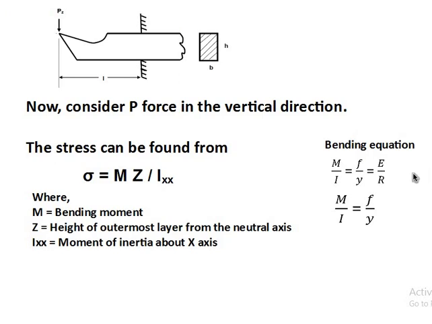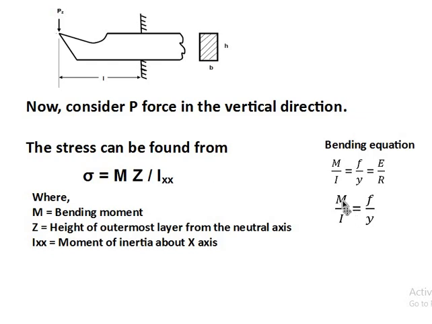So we know that the bending equation is M by I is equal to F by Y is equal to E by R. M is the bending moment, I is the moment of inertia, F is the stress, Y is the height of the outermost layer from the neutral axis, E is Young's modulus, and R is the radius of curvature. We'll consider the first part of the equation, that is M by I is equal to F by Y. So from this it is very clear that F, that is stress, is equal to M Y divided by I.